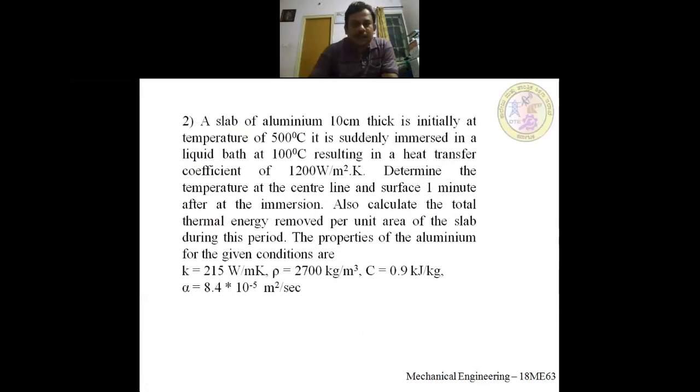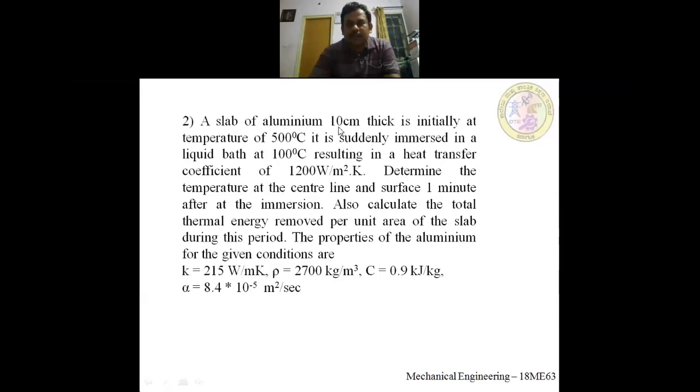Okay, so this is another problem on a plane wall. They have given a slab of aluminum of 10 centimeter thickness, initially at a temperature of 500 degrees Celsius. It is suddenly immersed in a liquid bath at 100 degrees Celsius, resulting in a heat transfer coefficient of 1200 watt per meter square Kelvin. You have to determine the temperature at the center line and surface 1 minute after the immersion. Also calculate the total thermal energy removed per unit area of the slab during this period. The properties of the aluminum, K, rho, C, alpha, everything they have given.